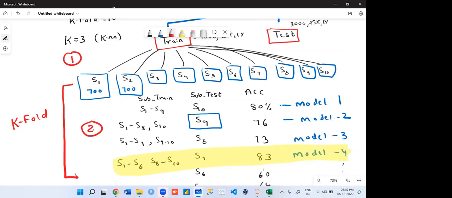K fold is done in 2 steps. First step, break it into 10 parts. Second step, every subset will become test. इतना ही है.